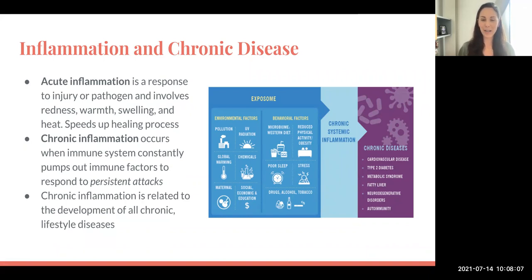So you can see here another kind of graphic or way to think about this is the environmental and behavioral factors, things like chemicals and UV radiation or pollution that you're exposed to, social, economic, and education status, the diet, the foods that you eat we talked about, physical activity, your stress level, sleep, and other substance use can all impact your systemic chronic inflammation, which contribute to the development of our leading causes of death in the United States and globally around much of the world. So again, things like cardiovascular disease, diabetes, cancers, even some autoimmune diseases.